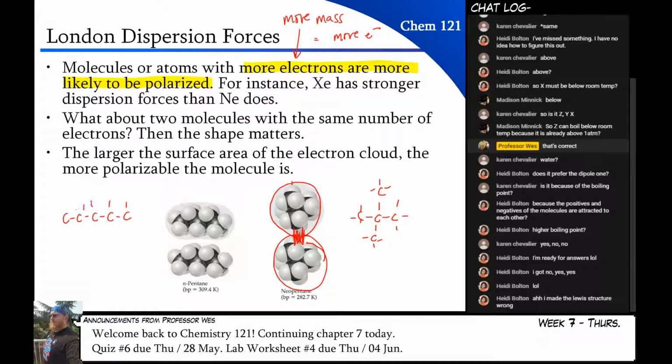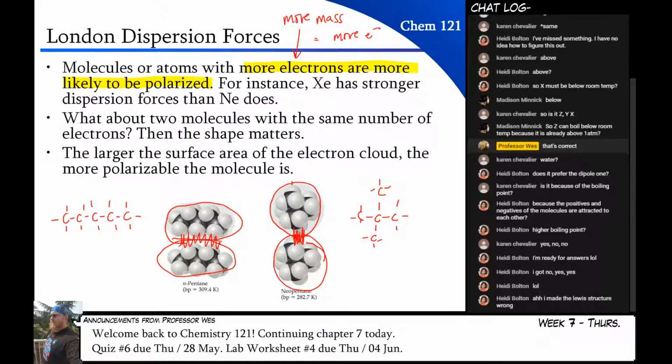But C5H12 in the linear form looks like kind of a hot dog, I guess we'll say. And these molecules can get all cozy next to each other like that. It's kind of like if you were cuddling with your significant other. If you cuddle with them, do you put your feet against their feet and say cuddling? Or do you put your belly or back against their belly or back and say cuddling?